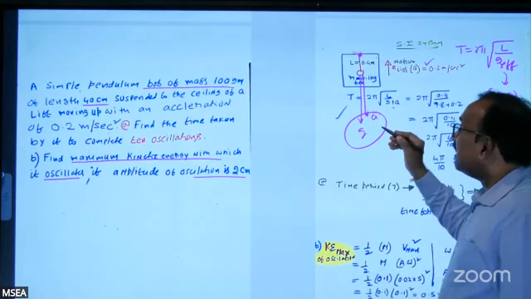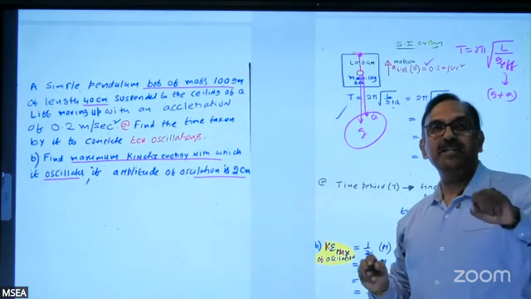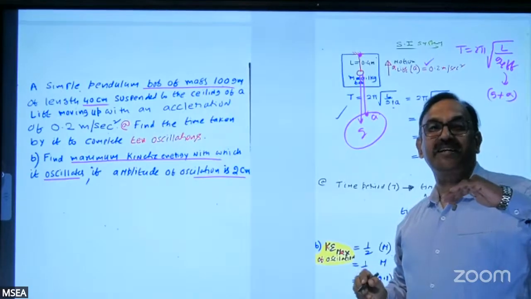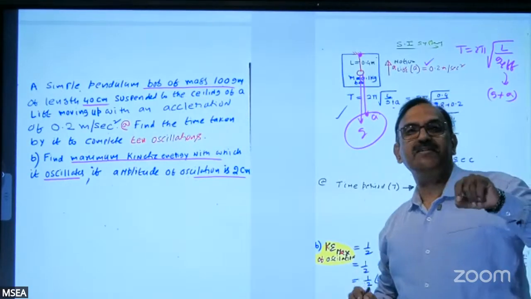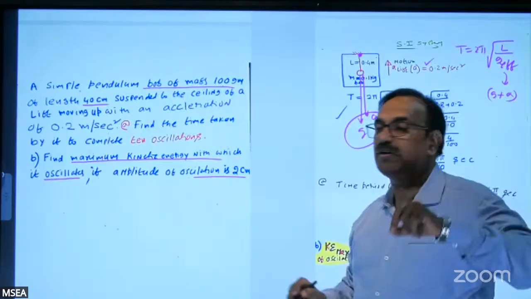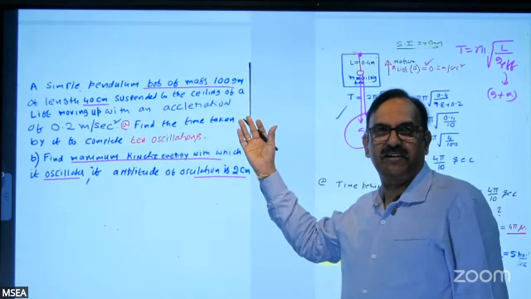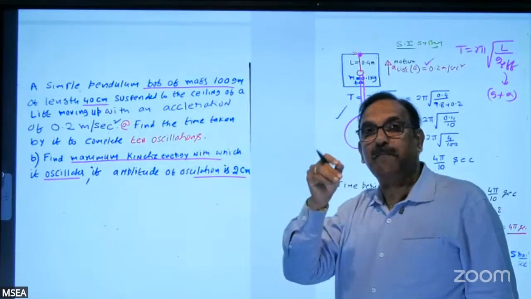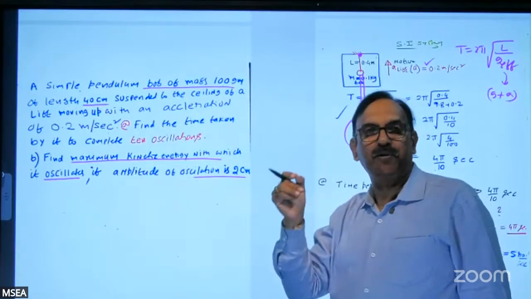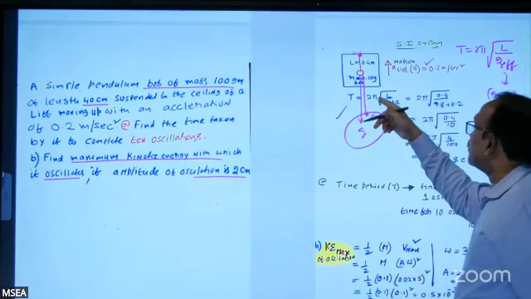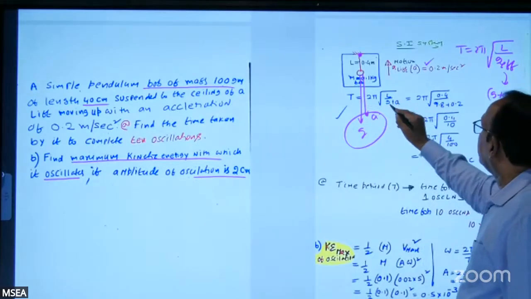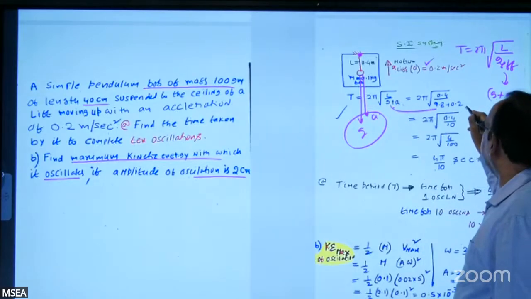Now, here you have to take care that many students directly write g as 10. g should be taken as 10 only when the question setter says so. If you read the question once and twice, nowhere it is mentioned that g is 10. So you have to be careful in applying g correctly as 9.8. So time period is 2 pi root L by g plus a, where g is equal to 9.8 and acceleration is 0.2.